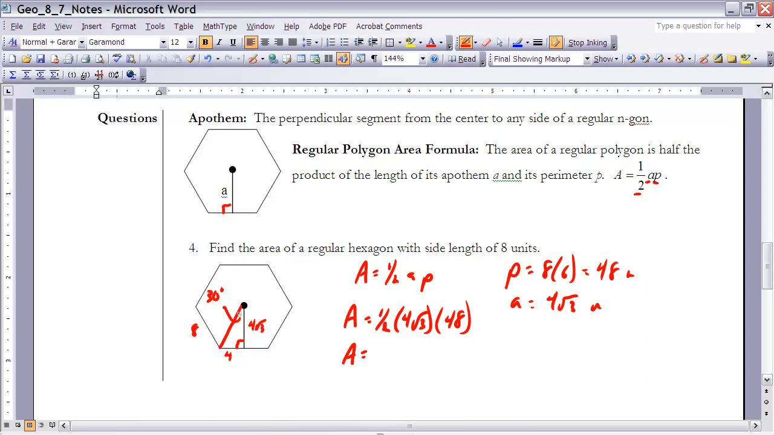So the exact answer, I'm just going to take 1/2 times 4 times 48. If I multiply those together, 1/2 times 4 is 2. 2 times 48 is 96. So I can write that as 96 times the square root of 3. And then I can go ahead and put that in my calculator to get an approximation to that. That would be equal to approximately 166.28, and that's square units.